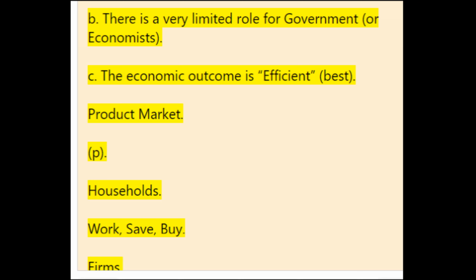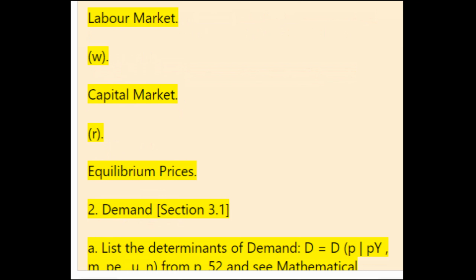Product market. P. Households: work, save, buy. Firms: hire, borrow, sell. Labor market. W. Capital market. R. Equilibrium prices.